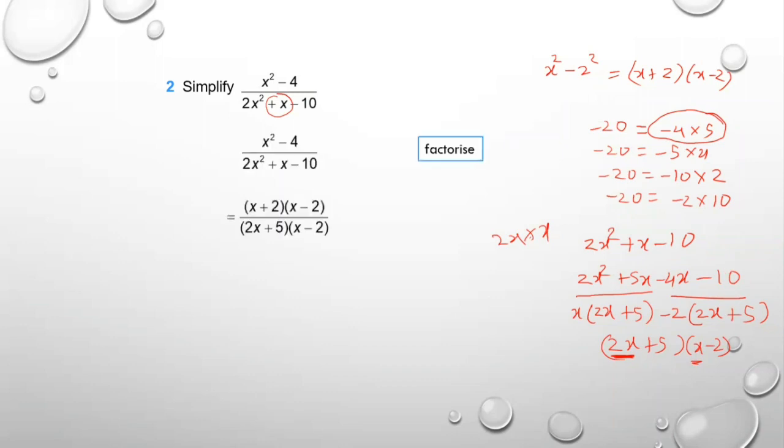Yes. So we factorize. We got x plus 2 into x minus 2. So x minus 2 is common in the numerator and denominator. So we can divide numerator and denominator both by x minus 2. On dividing that, we are left with x plus 2 upon 2x plus 5. Got it, children? Okay. So this is our final answer.